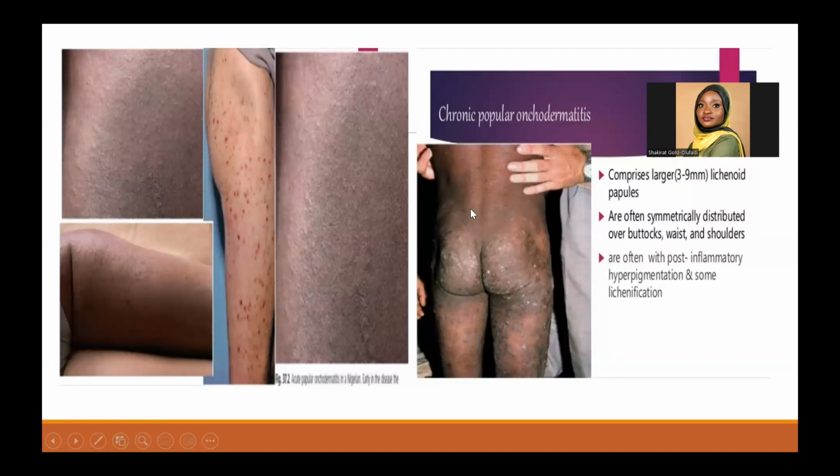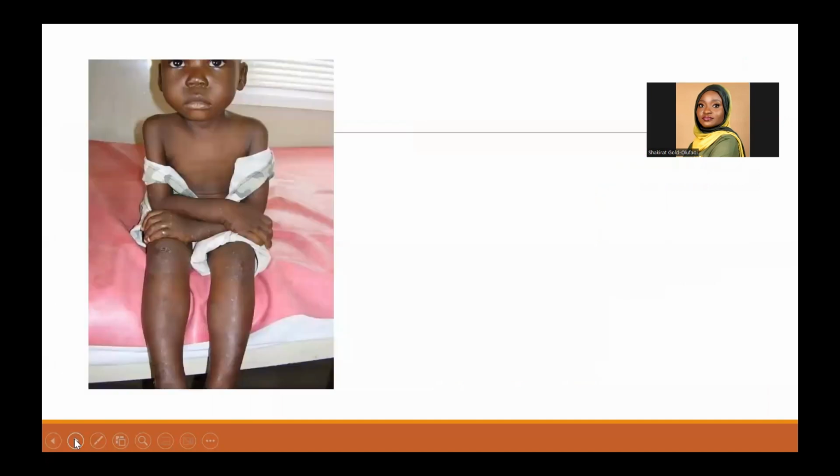And it's important for us to know what it looks like, because sometimes you may see this and want to think of something else called scabies, which we'll also be talking about during this series. Onchocerciasis, onchodermatitis, looks quite similar to scabies in some cases. So we must try to learn how to differentiate between the two of them.